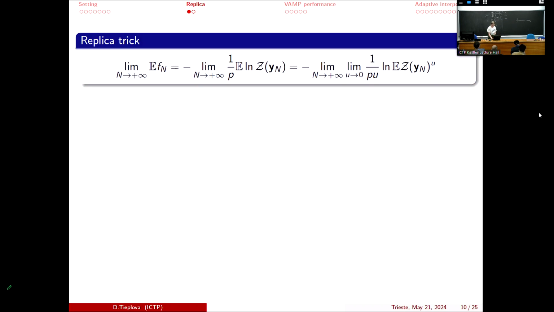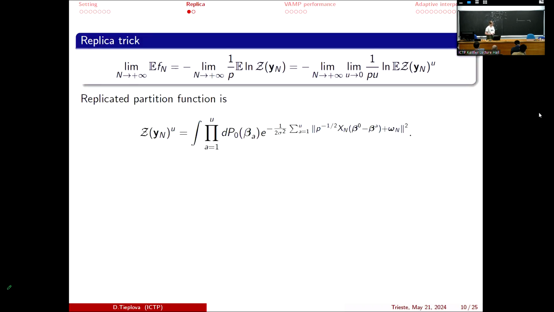We are presenting our average free entropy as this double limit of a degree of partition function. We are pretending that u is an integer, and then we can calculate this degree of partition function. And we also assume at some point that we can exchange these limits, and in the end we will obtain some formula for the free energy, right?